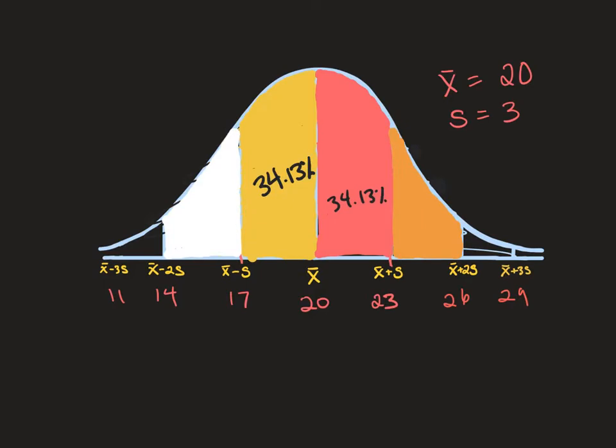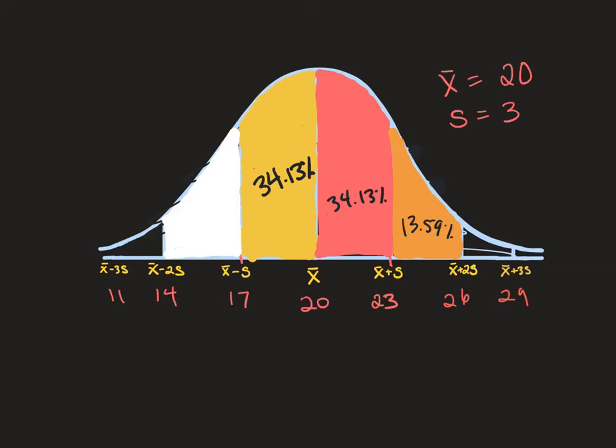You'll notice that as we move further away from the mean or further away from the center, the curve is getting shorter and shorter. That means that the corresponding percentages as we move away from the mean are getting smaller and smaller. Let's start by looking at this orange piece. That's from one standard deviation above the mean to two standard deviations above the mean. This area corresponds to 13.59% of the total area under the curve.